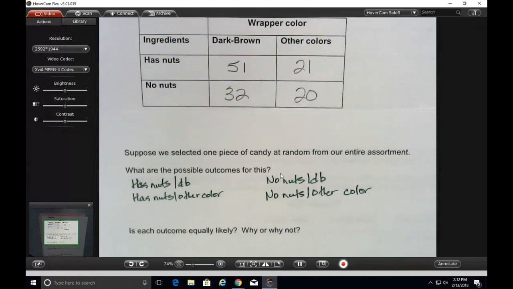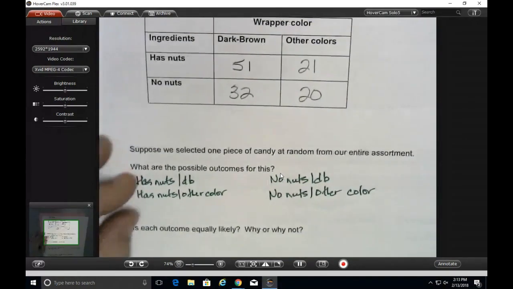When we're doing probabilities, it matters a lot whether all of our outcomes are equally likely or not. So what do you think about this? Do you think each one of those 4 outcomes is equally likely? Why not? Because we got different numbers. They didn't all have equal numbers of candies. So the ones that were dark brown and had nuts, which would be the Snickers, had the most. And the ones with no nuts and another color, that was the Twix ones, were the least. The outcomes aren't equally likely because we don't have the same numbers of each kind.